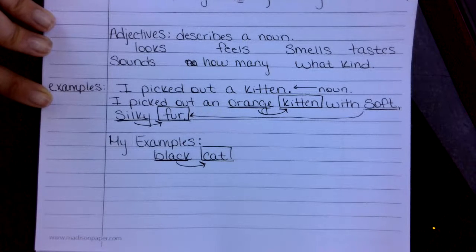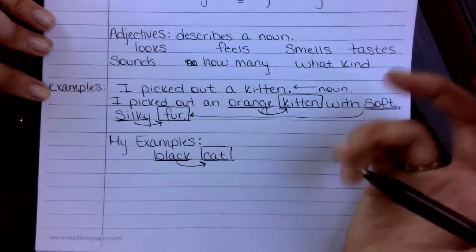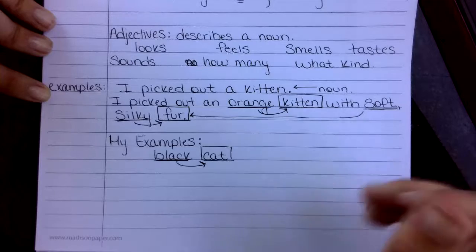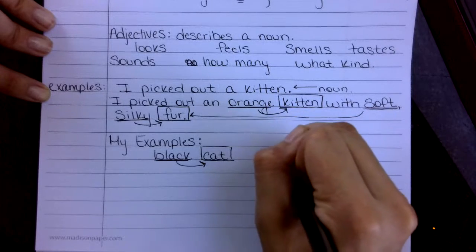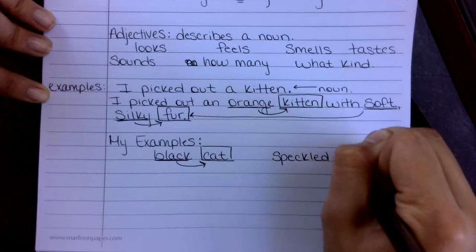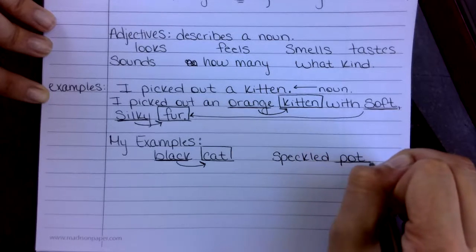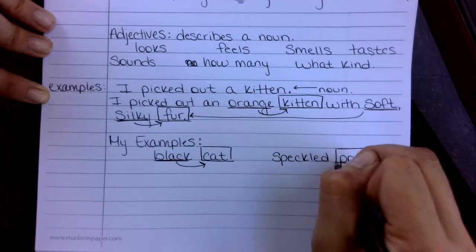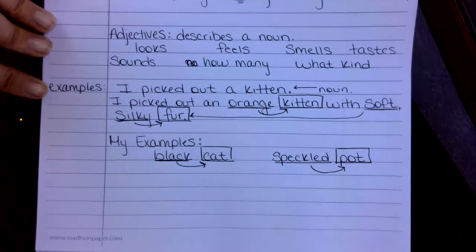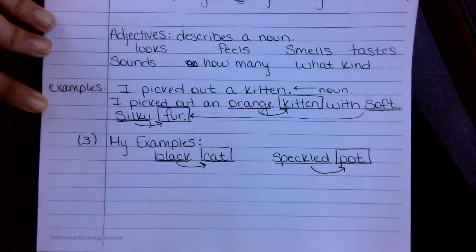I also have a pot for my plant, and it is gray and it has white speckles all over it. So I'm going to say speckled pot. So the pot is my noun. Speckled describes the outside of the pot. All right, I'd like you to write down 3 examples. And that's it.